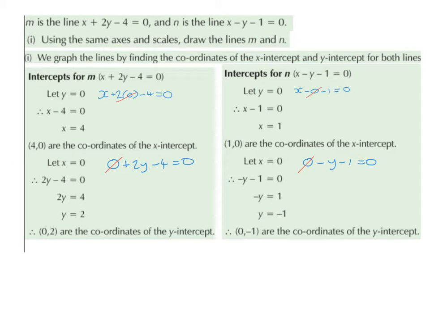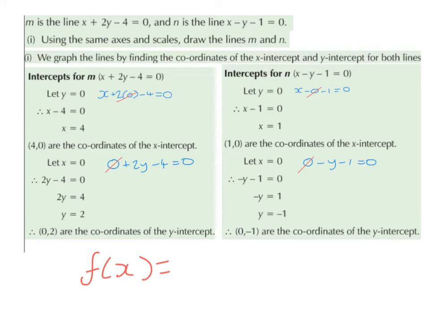Now alternatively, what we could have done was rearrange each of the equations so that we have the y on its own, and then we could have used the f of x function on our calculator. This is known as the table function, and we could have inputted a number of x values. Now the problem with that is we wouldn't necessarily know where to start.